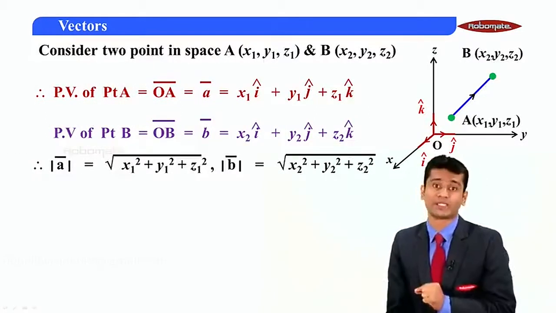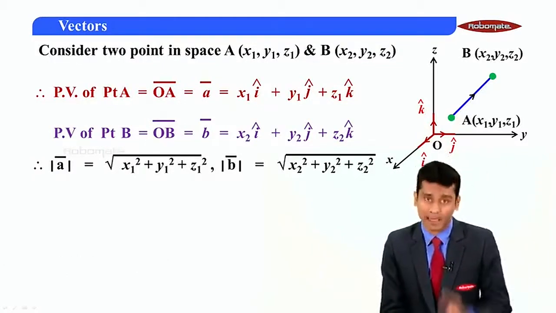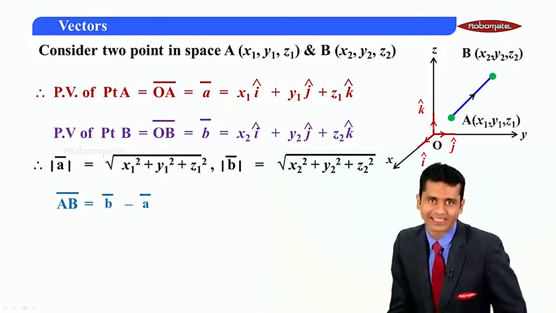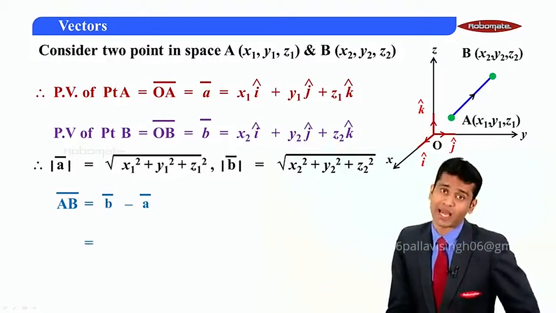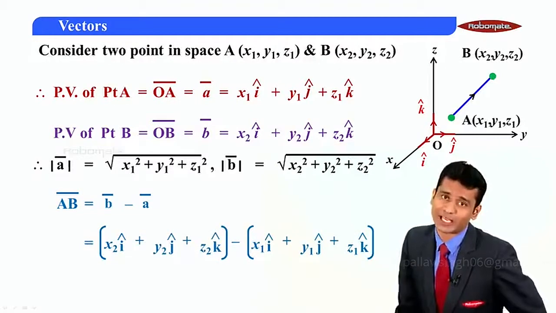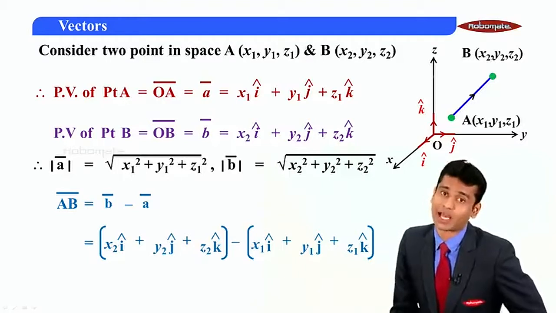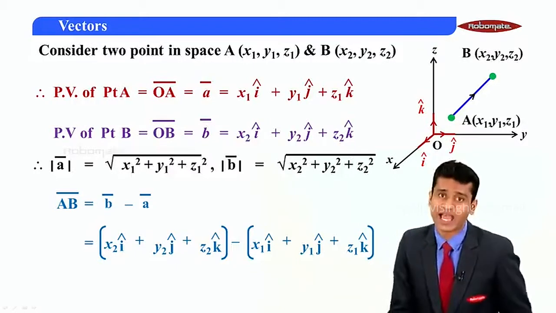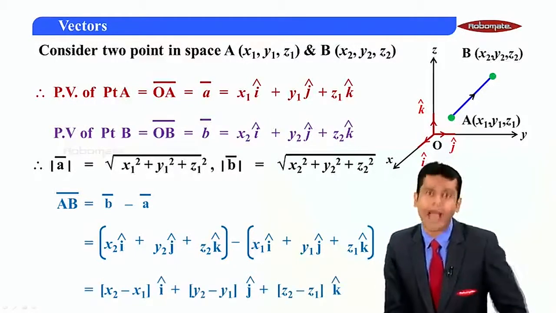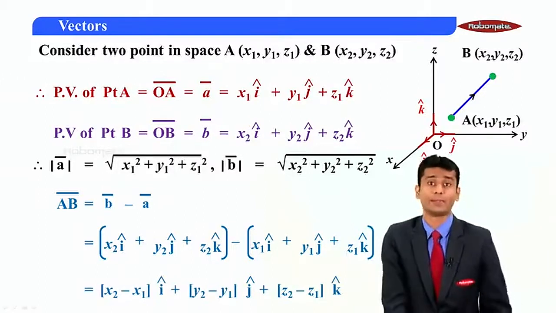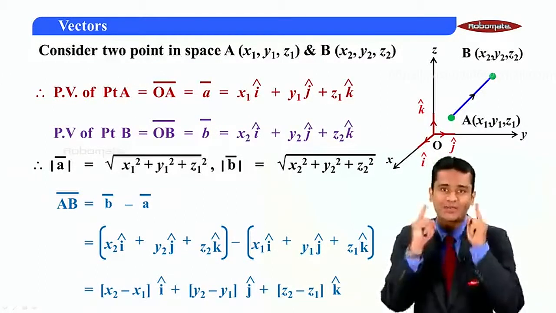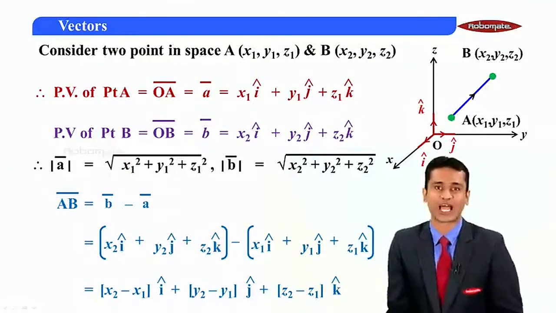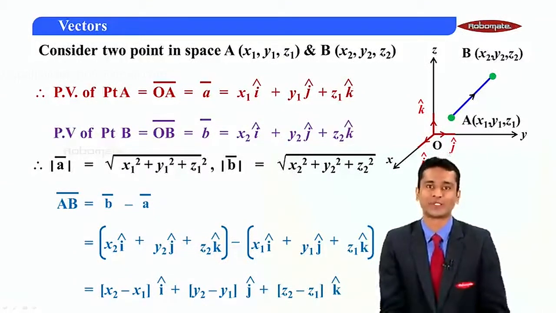Now I want to represent AB bar in terms of i cap, j cap, k cap. See how it happens. AB bar can be represented in position vectors as b bar minus a bar. Let us substitute the b bar and a bar values. b bar is x2 i cap plus y2 j cap plus z2 k cap, and a bar is x1 i cap plus y1 j cap plus z1 k cap. After simplifying, we get x2 minus x1 i cap plus y2 minus y1 j cap plus z2 minus z1 k cap. You are very correct. i cap coefficients together, j cap coefficients together, k cap coefficients together.